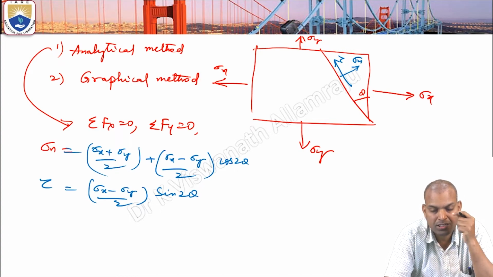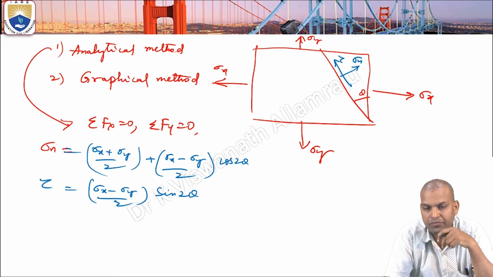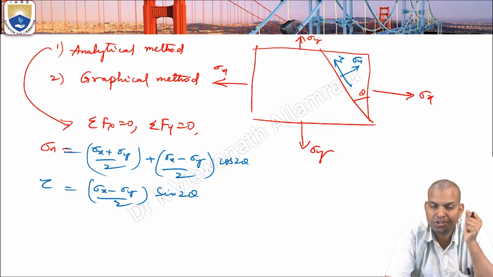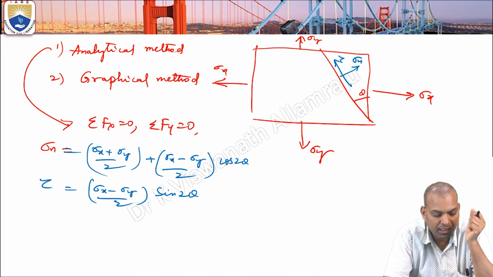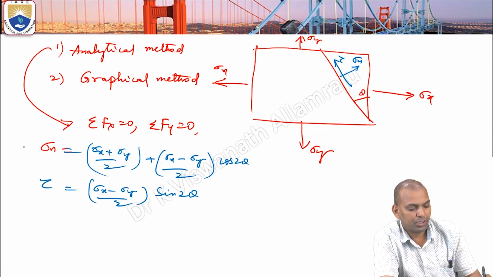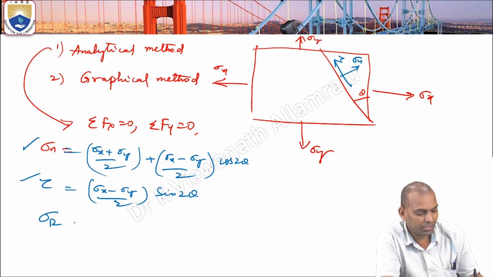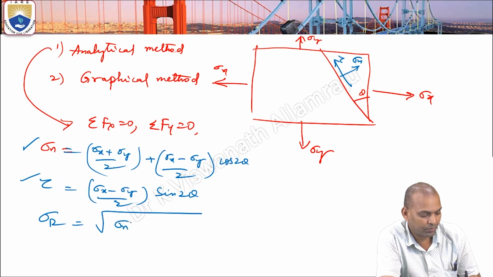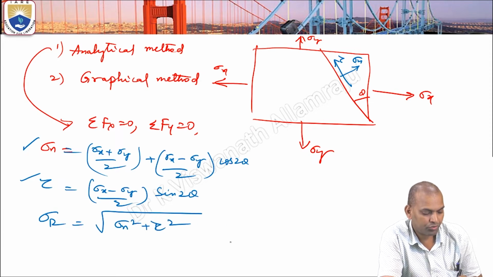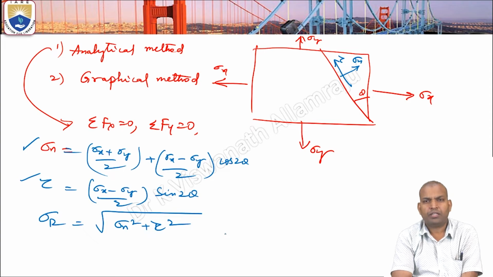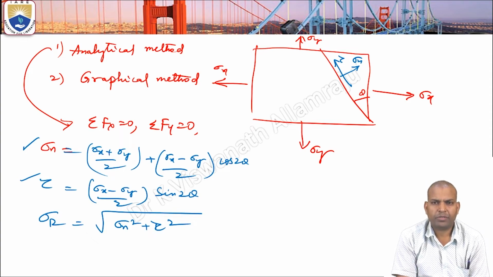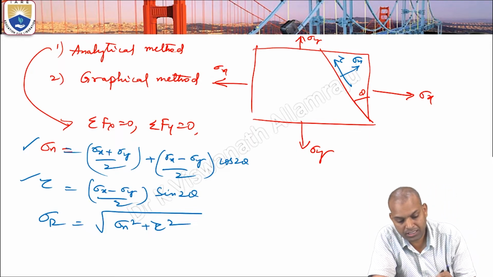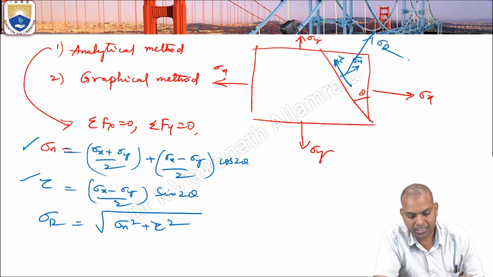But here the case study is direct stresses which are mutually perpendicular to each other but tensile in nature. That is the analytical method. What is sigma r? The resultant of sigma n and tau. The resultant stress sigma r is equal to the square root of sigma n square plus tau square. That is the sigma r, and it acts in a direction.